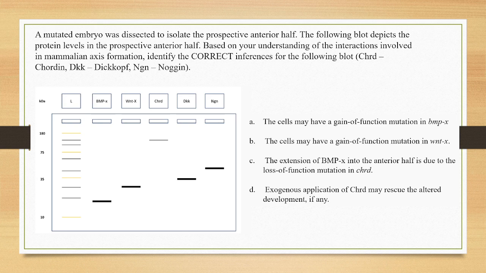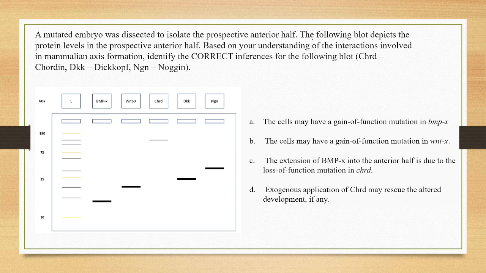Okay, so the question says a mutated embryo was dissected to isolate the prospective anterior half. The following plot depicts the protein levels in the prospective anterior half. Based on your understanding of the interactions involved in mammalian axis formation, identify the correct inferences for the following plot. Please note that in the plot, this is your chordin, this is your Dickkopf, this is your noggin, this is your Wnt, and this is your BMP. This is your loading control.